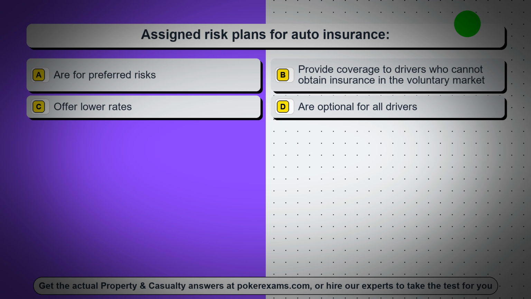Question 5. Assigned risk plans for auto insurance: Option A, are for preferred risks. Option B, provide coverage to drivers who cannot obtain insurance in the voluntary market. Option C, offer lower rates. Option D, are optional for all drivers.